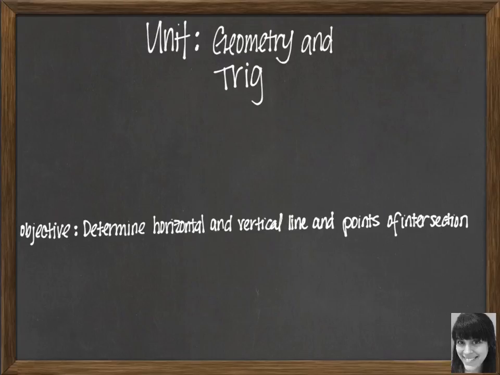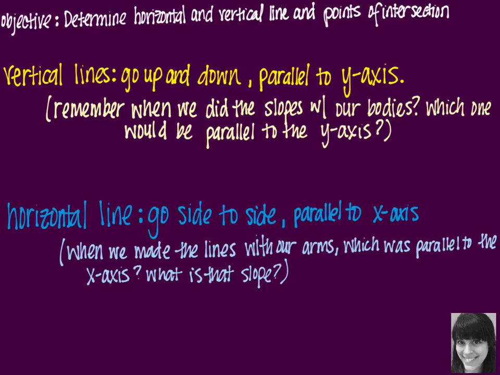Okay, so geometry and trig. That is our unit. It's going to continue being our unit until we take a test. Our objective: determine horizontal and vertical lines and points of intersections. Hopefully you brought your calculators because you will need them. So, vertical lines. Vertical lines, of course, go up and down, and they are parallel to the y-axis.